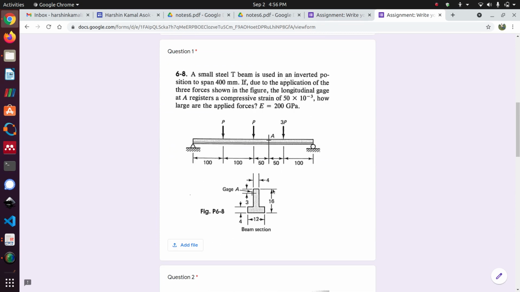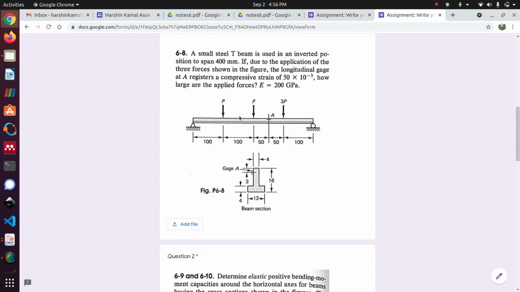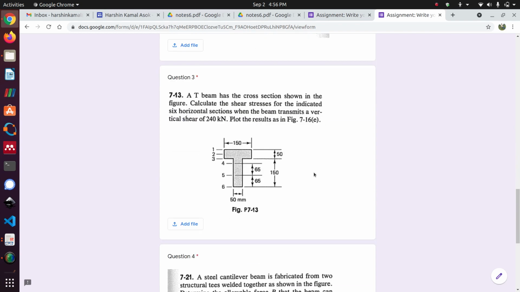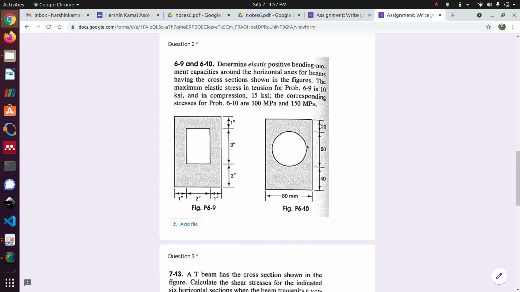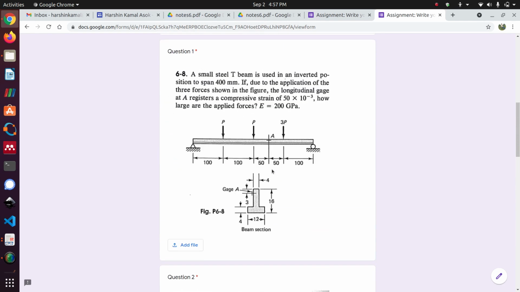Let's see the first problem here. So the first and second problems are from the bending stress section, and third and fourth problems are from the shear stress, shear flow section. So 1 and 2 can already be solved using what we have already studied so far.